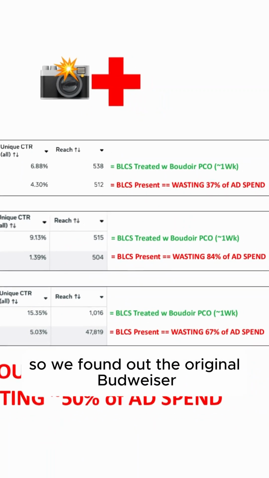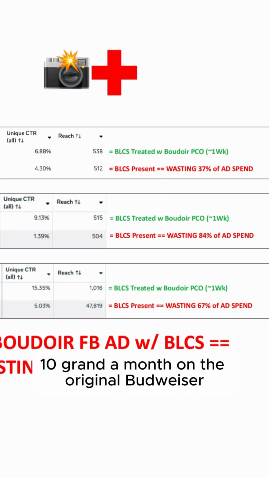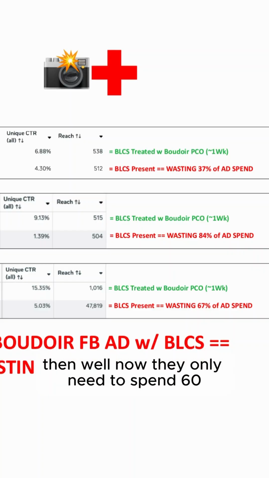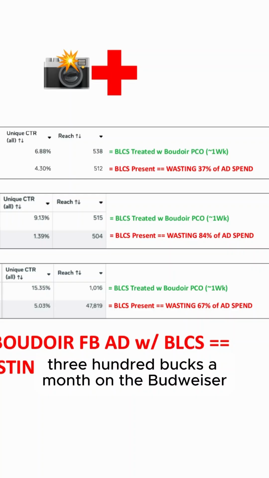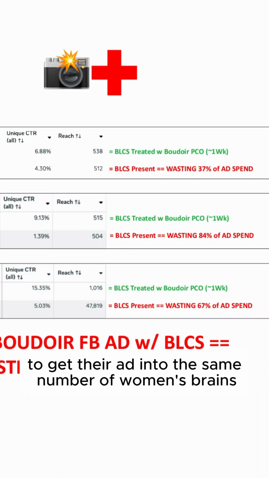So we found out the original Boudoir Facebook ad was wasting 37% of ad spend, which means that they're spending 10 grand a month on the original Boudoir Facebook ad. Now they only need to spend 6,300 bucks a month on the Boudoir Pico treated ad to get their ad into the same number of women's brains.